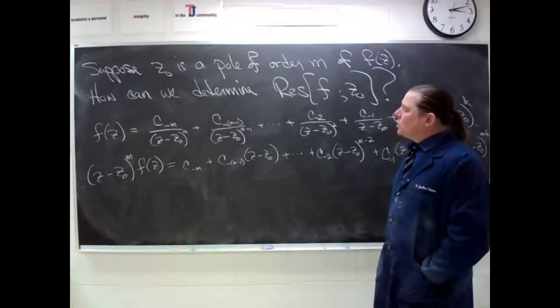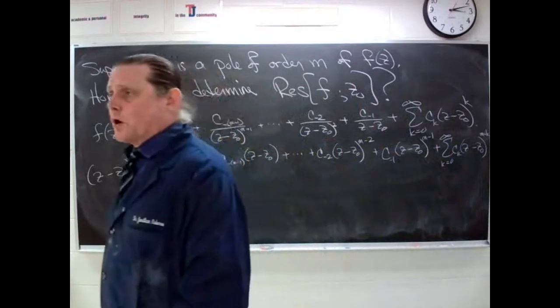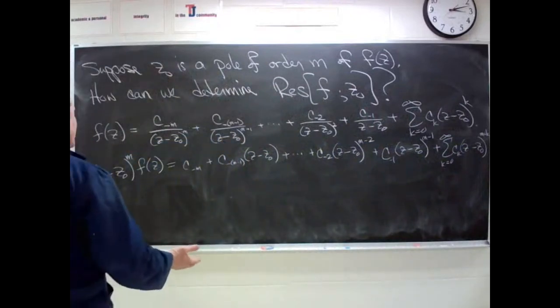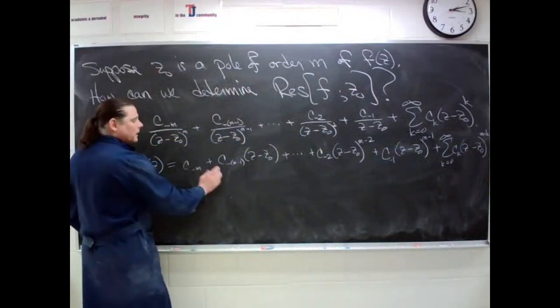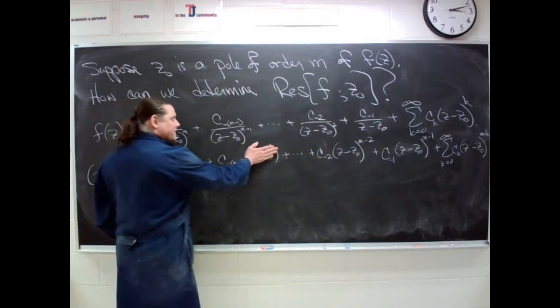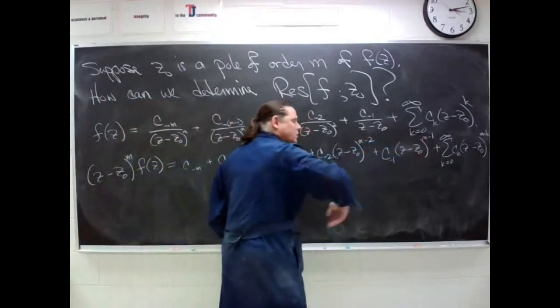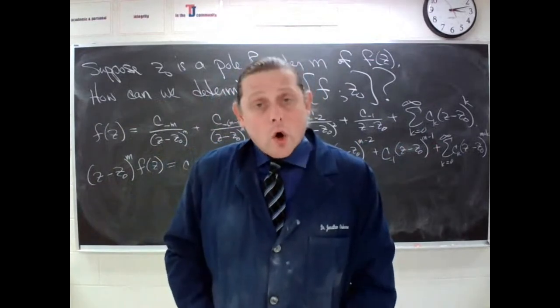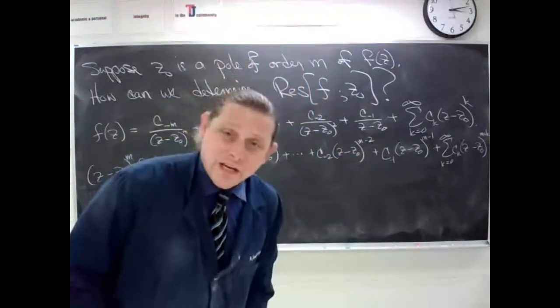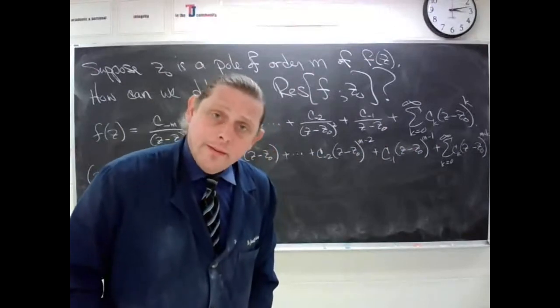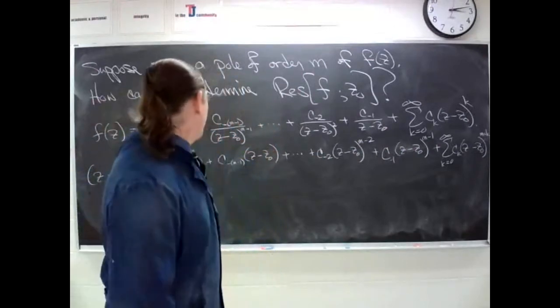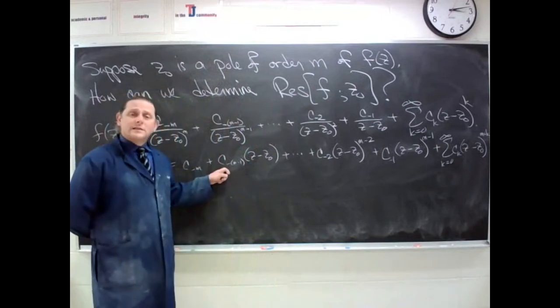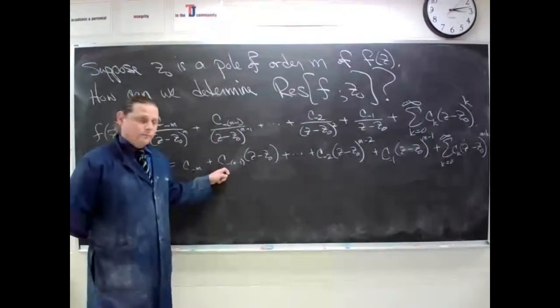What if I took a derivative first? Well, if I take a derivative, that gets rid of that one. It gets rid of this factor. And now if I take the limit as z approaches z naught, all the rest of these terms will still have z minus z naught, so they'll go to 0. So if I take a derivative and then do the limit as z approaches z naught, that will isolate c sub negative m minus 1.